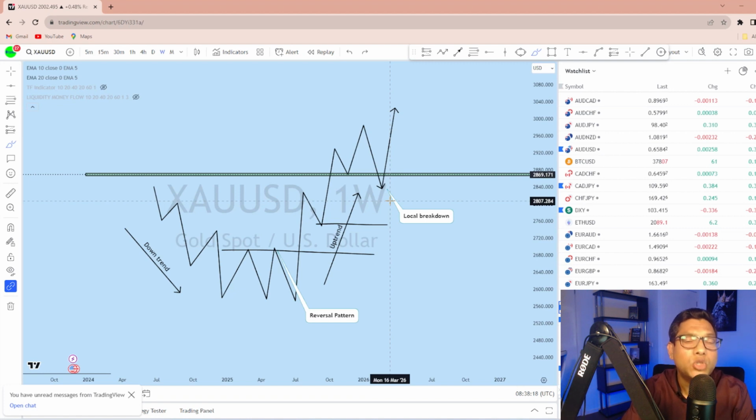This is the simplest way to trade, but the most profitable way to trade the market. Now let's look at the chart to understand how we can identify this local breakdown or that local breakout, and then how we can find the entry opportunity, guys. Let's jump onto the chart.